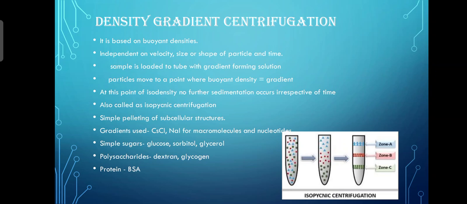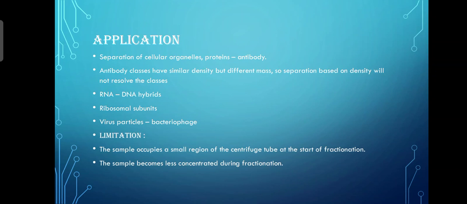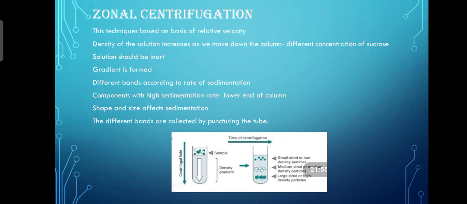There are two main types, that is rate zonal centrifugation and isopycnic centrifugation. This technique is based on the relative velocity of particles. In rate zonal centrifugation, the solution has a density gradient. The sample has a density that is less than all the layers in the solution. Density of the solution increases as we move down the column.